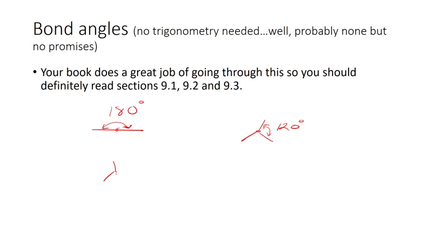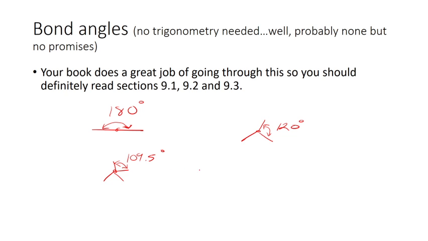Now, tetrahedral, right? Here's the tricky part, because this is in three dimensions. This is no longer a flat molecule. Now, each of these angles is the same. I will tell you right now it is, but it is not an obvious angle. So I will tell you what the angle here is. It is 109.5 degrees for a tetrahedral shape.